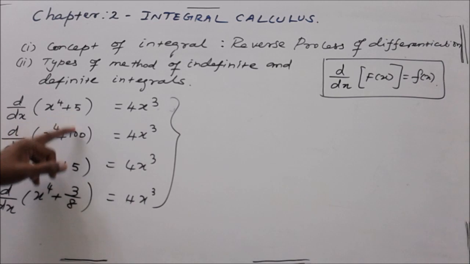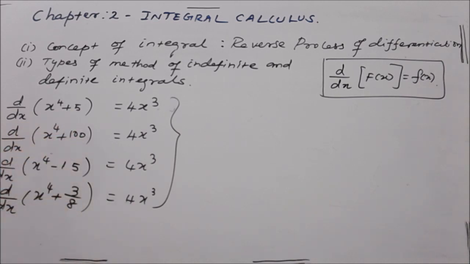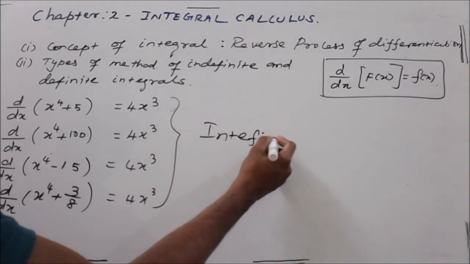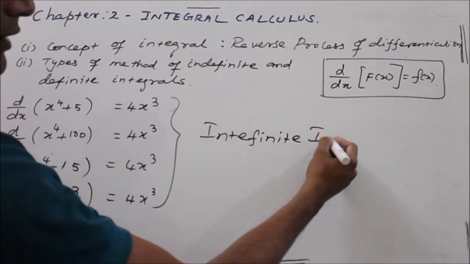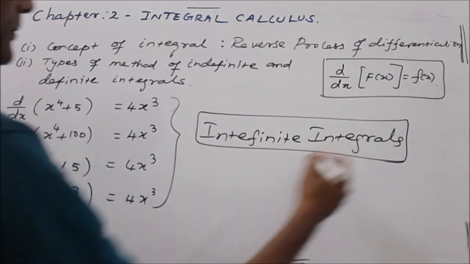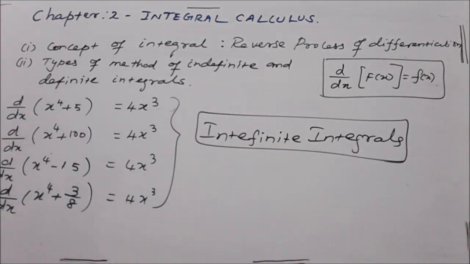That constant is arbitrary. It may be any number from the set of real numbers R. So we call these integrals indefinite integrals. These types of integrals are known as indefinite integrals. The constant is not a particular value.